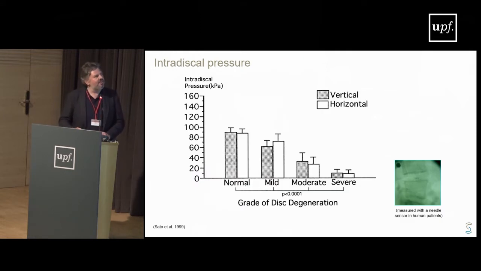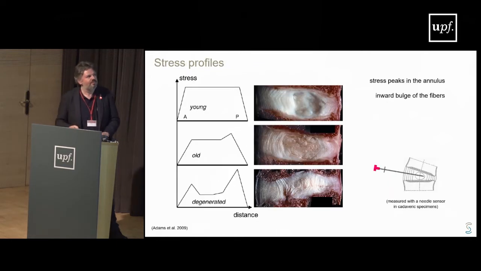That's a very famous study from the 90s, a Japanese study, and the principle was very simple: sticking a sensor, which is able to measure the pressure in the disc, in the middle of the disc, for different degrees of degeneration. And we can see clearly that with progressing degeneration, we have a very strong decrease in the pressure that we can measure in the disc, in vivo actually. These are in vivo data in human patients.